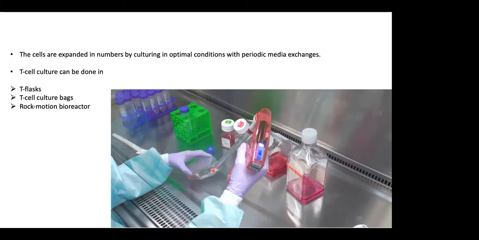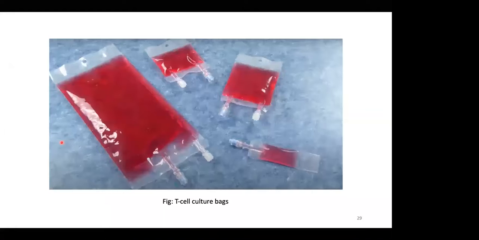When the cell number increases, usually we maintain it at 1 to 2 million cells per ml. If the number goes beyond that, I'll need to have a bigger vessel. So T flasks are not really the go-to choice when you need to manufacture for a patient. For a research and development setting, a T flask would be good. So we also have other methods, such as T cell culture bags.